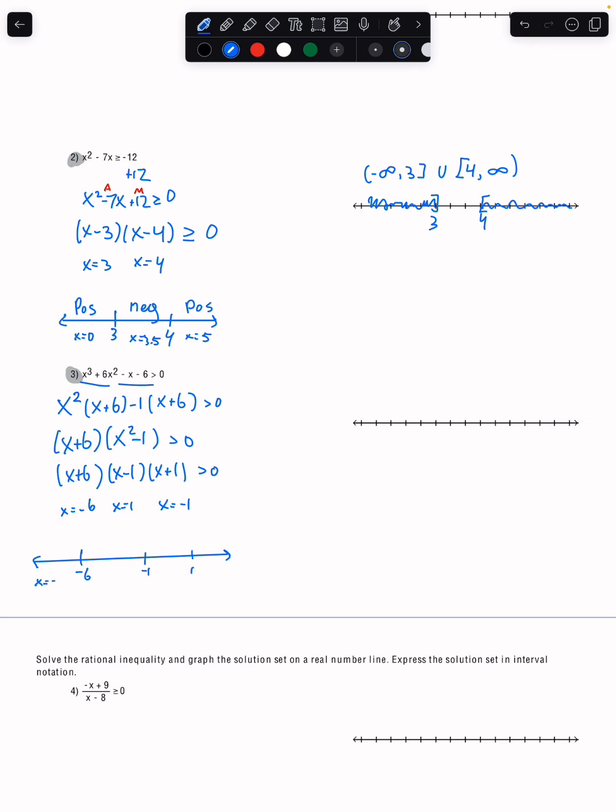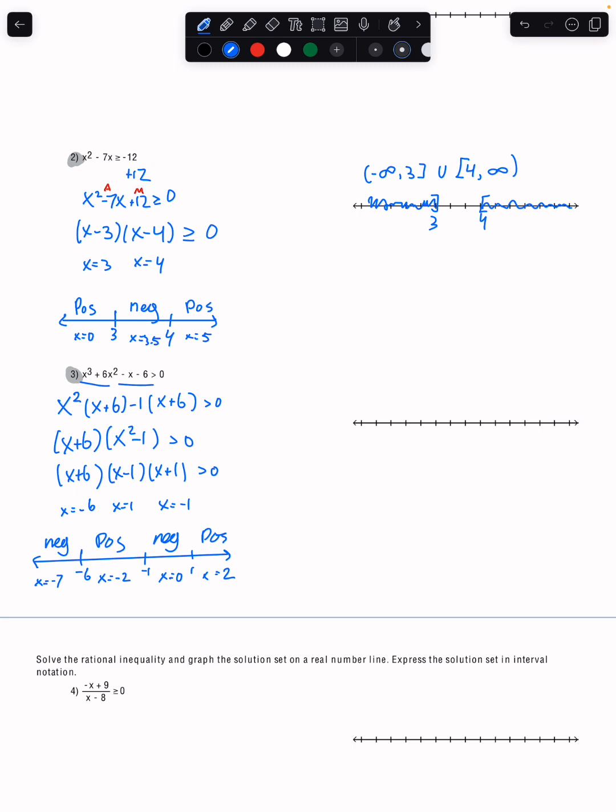Let's plug in x at negative 7 into our original equation, and we'll see we get a negative value. Then we plug in negative 2, we get a positive value. Between negative 1 and 1, we'd use 0, and we get a negative value. At 2, we get a positive value.